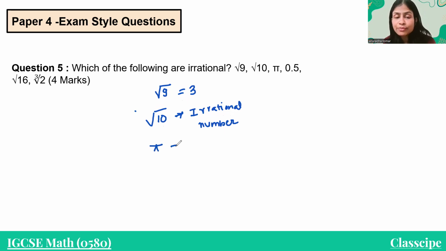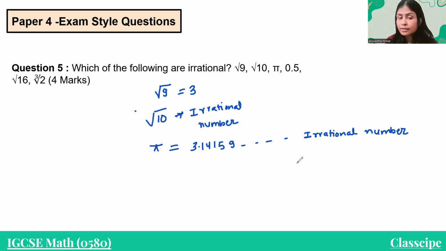Pi, what is the value of pi? It is 3.14159 and so on. It is non-terminating and non-recurring, so that's why this number is also an irrational number.